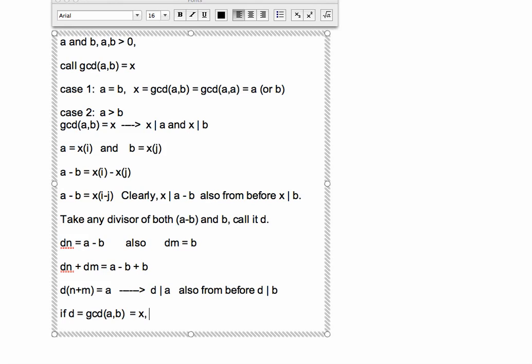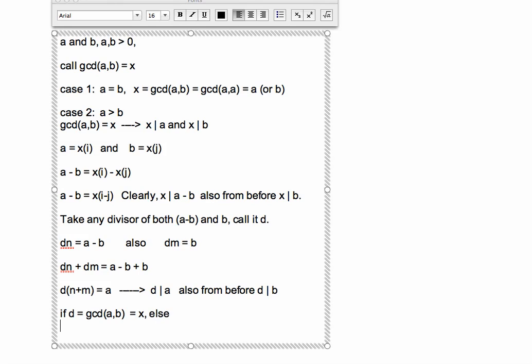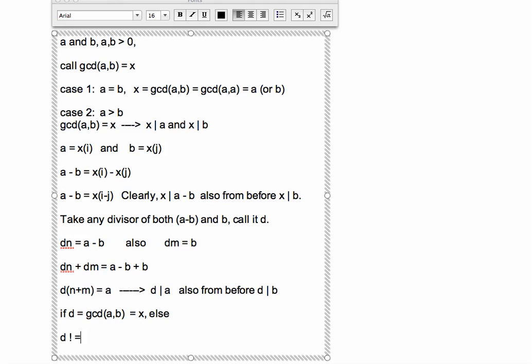But if D isn't the greatest common divisor, that means that, let's just say else. We'll use some little coding language here. Else, if D is not equal to the greatest common divisor, well, by virtue of the GCD being the greatest common divisor, that implies that D is less than the greatest common divisor of A and B, which is equal to X. So we have here that D is less than X. So either D is equal to X or D is less than X.